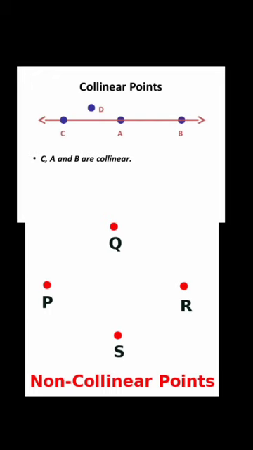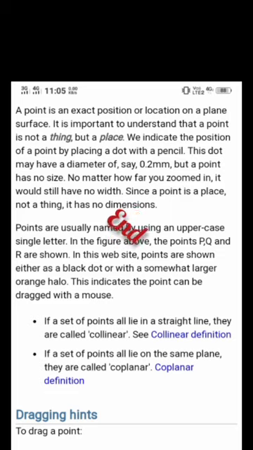Non-collinear means they are not at all lying on the same straight line. A flat surface is called a plane. Point means no width and nothing, it only locates the position.